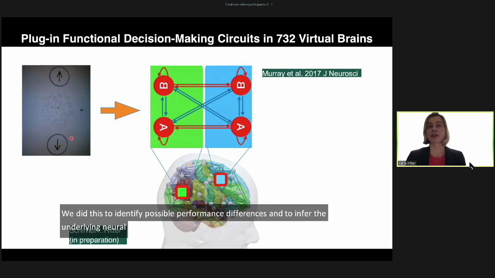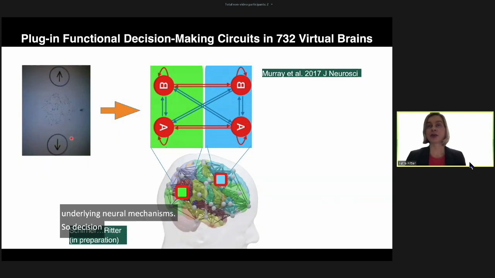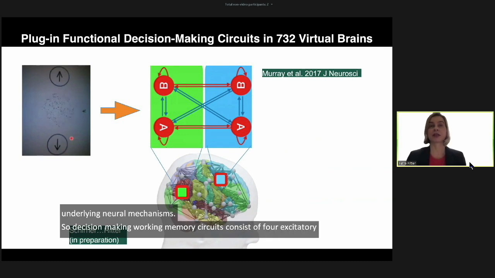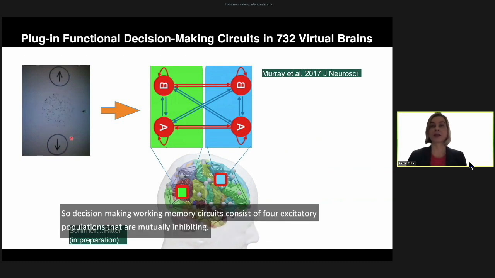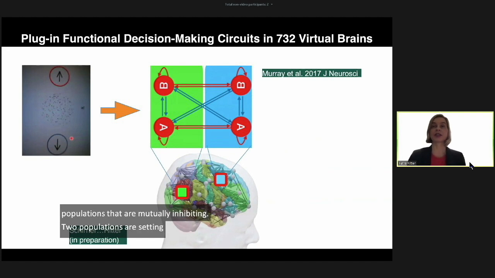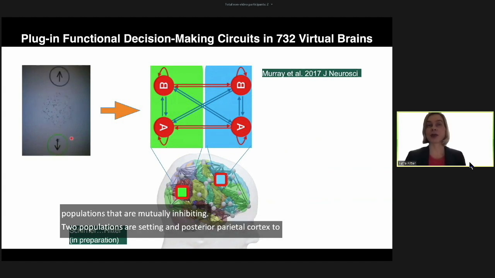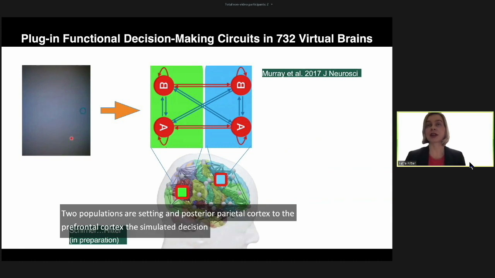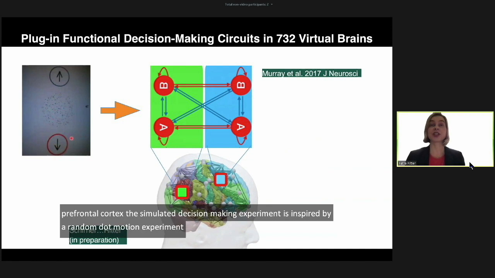The decision-making working memory circuits consist of 4 excitatory populations that are mutually inhibiting. 2 populations are sitting in posterior parietal cortex, 2 in the prefrontal cortex. The simulated decision-making experiment is inspired by a random dot motion experiment where subjects have to decide in which direction the majority of the dots is moving.